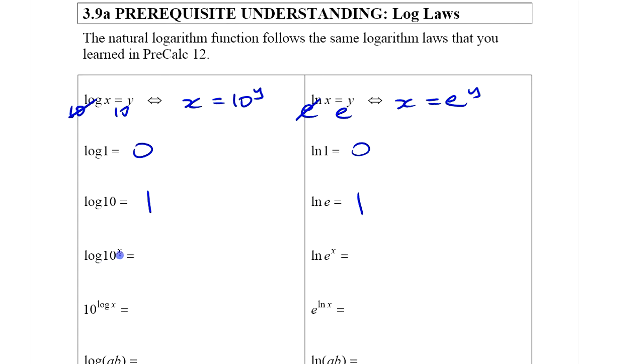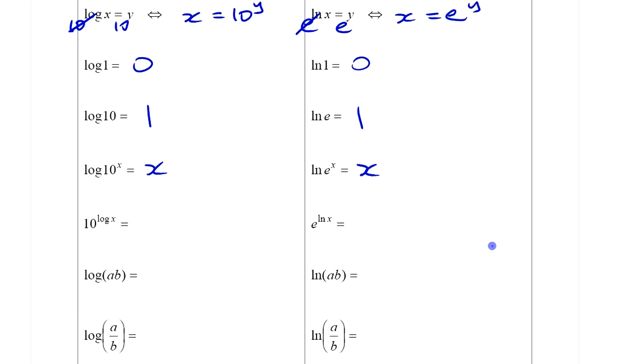Log of 10 to the x. These are inverse functions here. Log of something and 10 to the power of something. Log and anti-log just gives you an x. Well, same thing works here. If you take the natural logarithm of e to the power of something, you just have that number itself, x. Or in the reverse order as well. 10 to the power of log x is just x. E to the power of ln x is just x. Those things cancel each other out, those two functions.